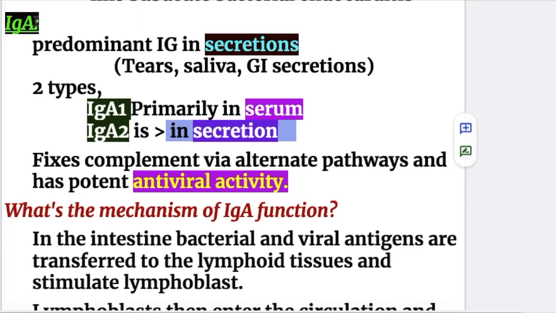So immunoglobulin A is a dimer and is predominant immunoglobulin in the secretion. Two types, IgA1 found in serum and IgA2 is more in the secretions and it has more antiviral activity.